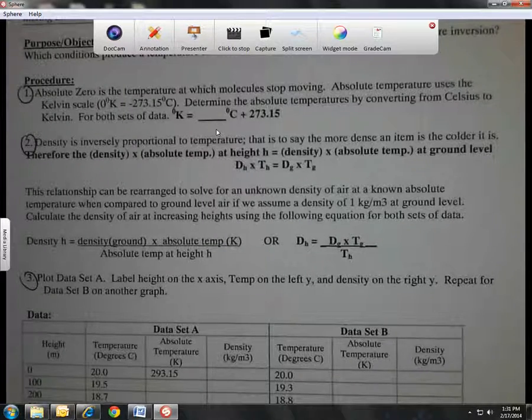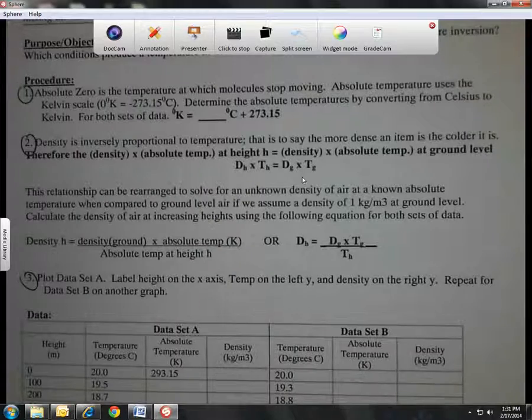When you're calculating for density, and I'll work a couple with you to make sure you understand, you'll take the density times the absolute temperature at a particular height, and that will equal the density times the absolute temperature at ground level. And we're going to assume that the density at ground level is 1 kilogram per meter cubed. Okay, so here we go.